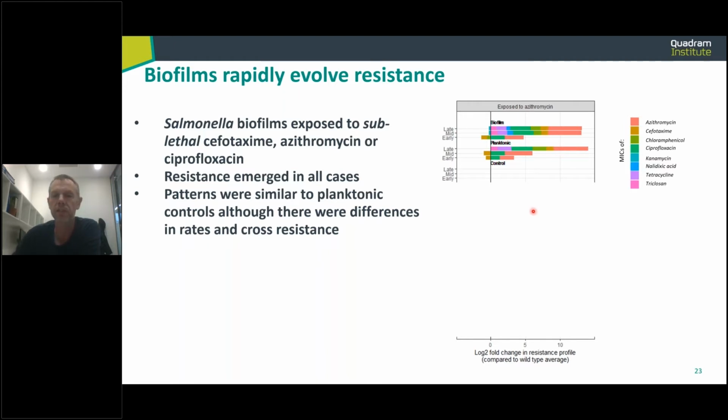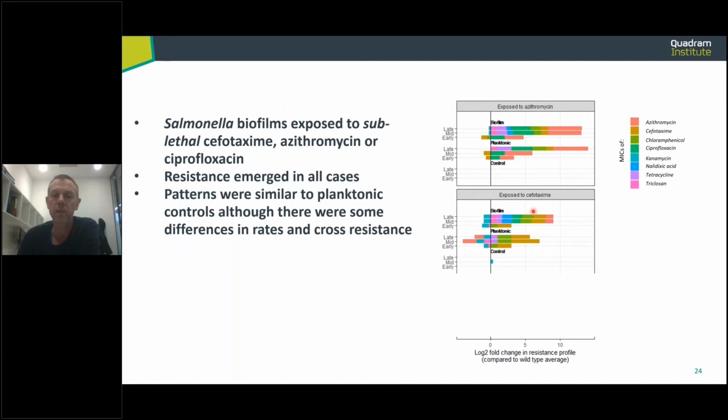So that's azithromycin. We did the same thing with cefotaxime, and you can see again nothing happens in the controls. This time there's quite a different pattern between bugs that were grown planktonically, so exposed to the drug in liquid, and those in a biofilm. The biofilms have quite a broader pattern of drug tolerance. There's some collateral sensitivity here. In this case cefotaxime is this kind of orangey brown color. You can see they all become more tolerant to cefotaxime, but the planktonic lineages become particularly more sensitive to azithromycin.